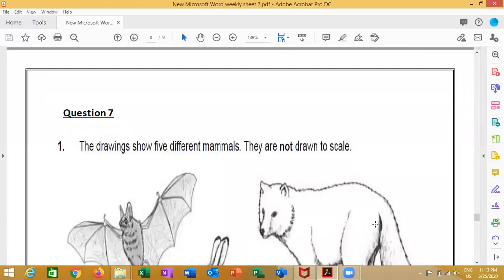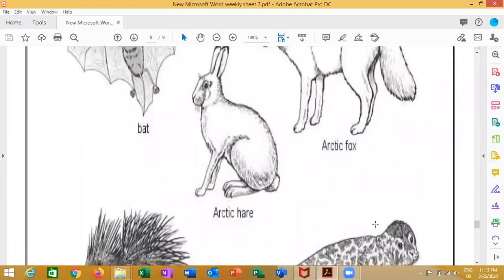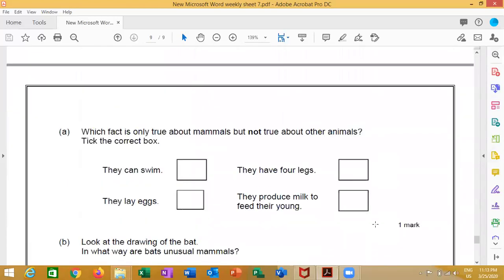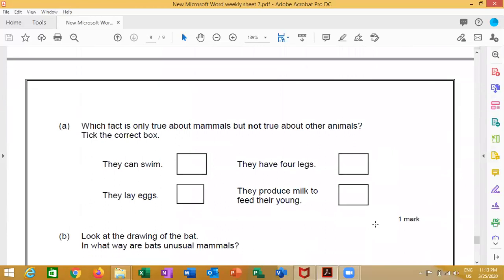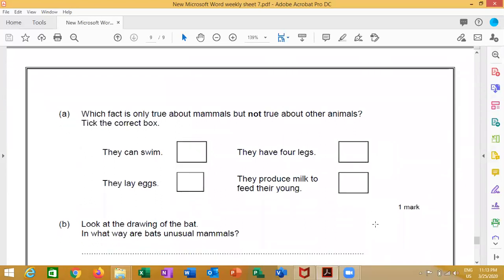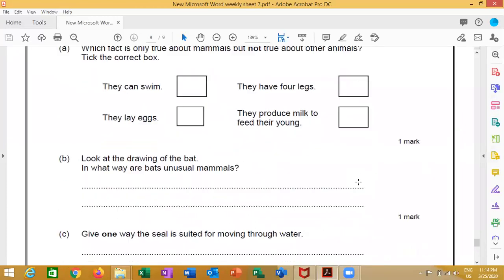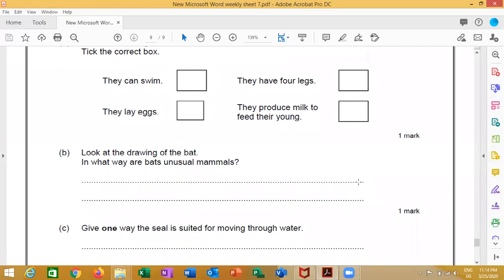Question 7, according to the drawing here, please guys, let's answer the next question. Here, number 1, one fact about mammals. Number 1, take this box because they produce milk to feed their young. This question about the classification from the first term, please revise it. Look at the drawing of the bat. How is it an unusual mammal? Because we can say that it has wings or it can fly.